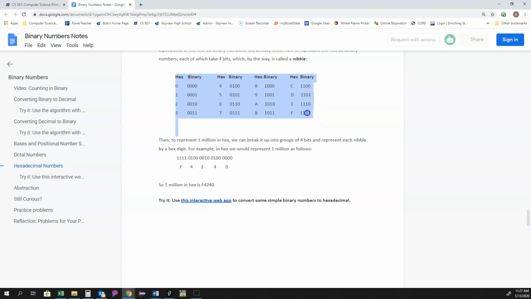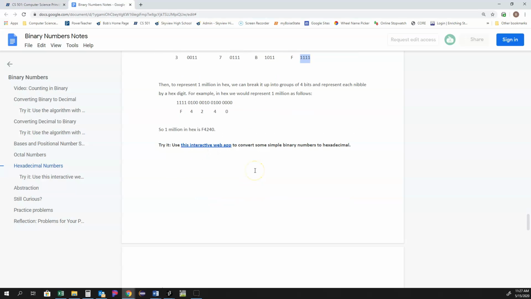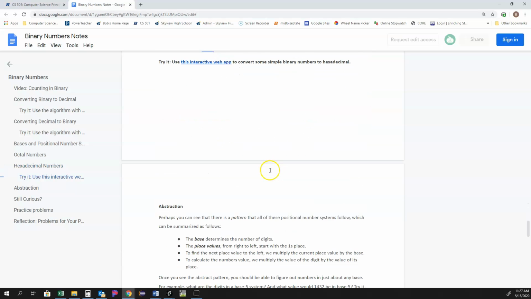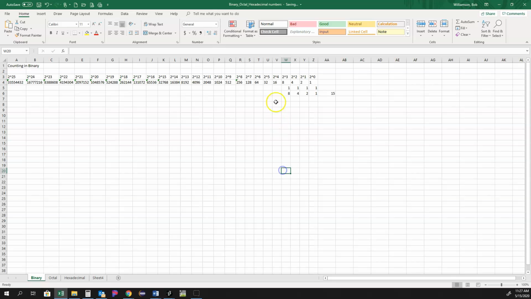So when we get to 1111, that is 15. If we look at that, again, 4 ones in a row: 8 plus 4 is 12, 13, 14, 15. So that we can see is how that works. Okay, so for 1 million, the hexadecimal value is F4240.